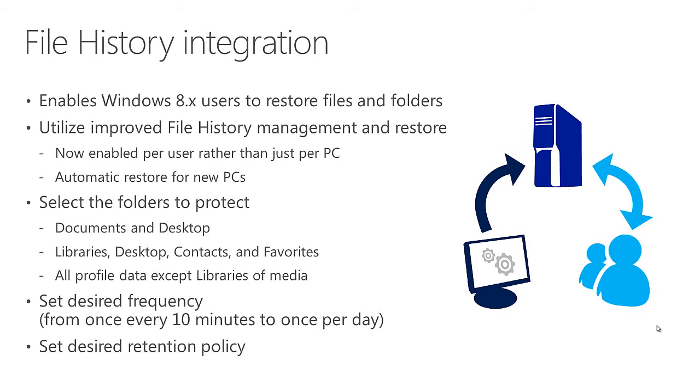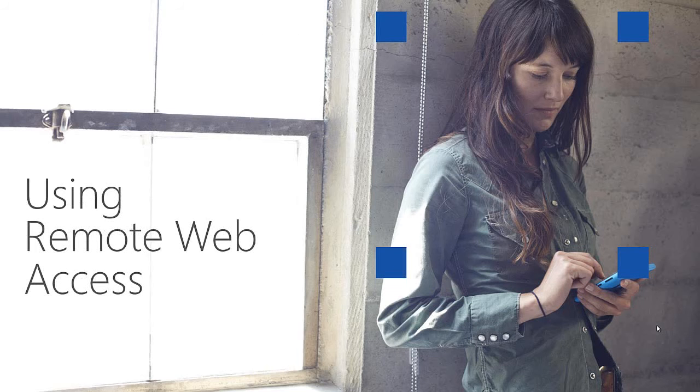You can also set the frequency, how often file history is collected. It can be as often as once every 10 minutes. It can be just once per day. And you can also set the retention policy, so how long things get kept. This could be indefinitely until you run out of space, or you can choose to refine that so that you use less disk space for file history.